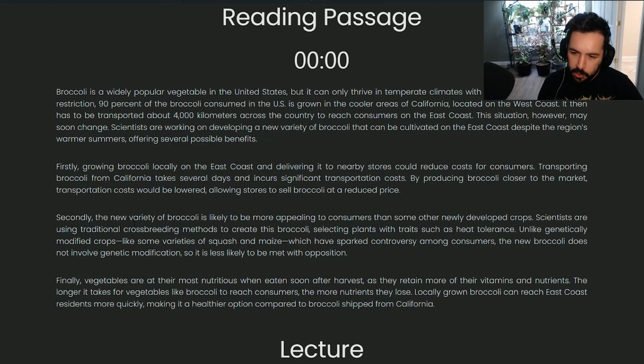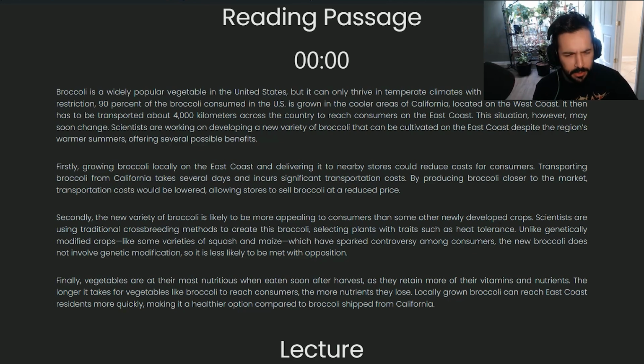Secondly, the new variety of broccoli is likely to be more appealing to consumers than some other newly developed crops. Now you should ask yourself, why wouldn't the consumers like some of the products? Why are some of the products less appealing to consumers? Scientists are using traditional crossbreeding methods to create this broccoli, selecting plants with traits such as heat tolerance.